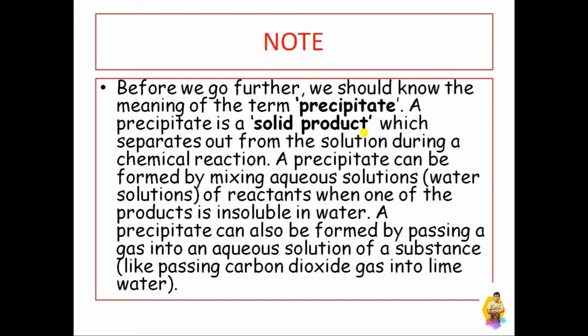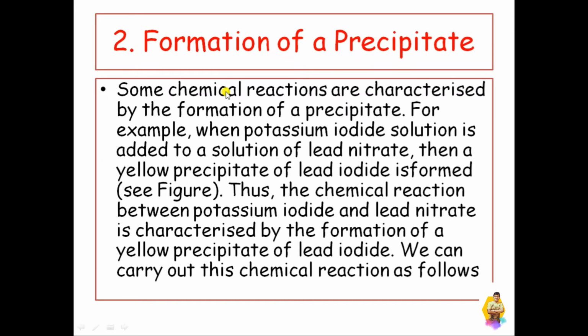A precipitate can also be formed by passing a gas into the aqueous solution of a substance, like passing carbon dioxide gas into lime water. Now how a precipitate is formed, we have to see some examples as well. So some chemical reactions are characterized by the formation of precipitate. One example: when potassium iodide solution is added to a solution of lead nitrate, then what happens? A yellow precipitate of lead iodide is formed.